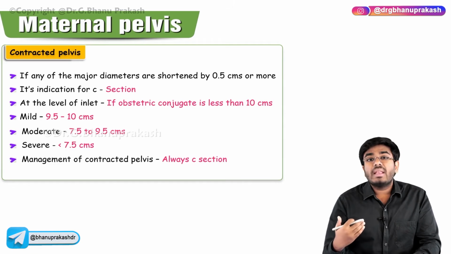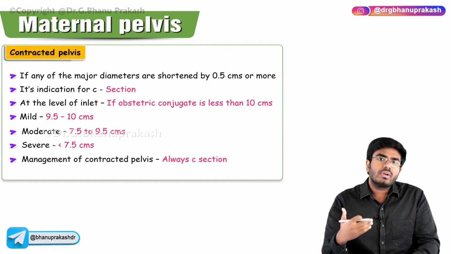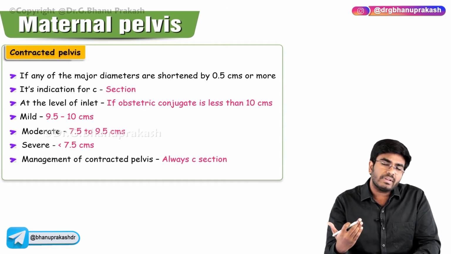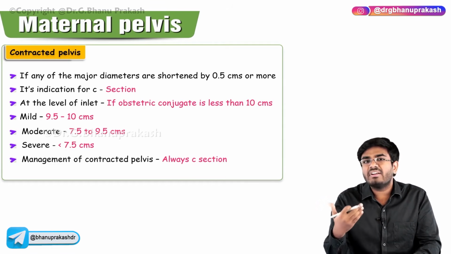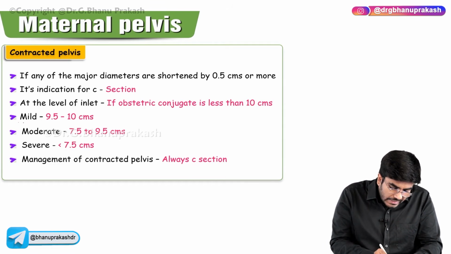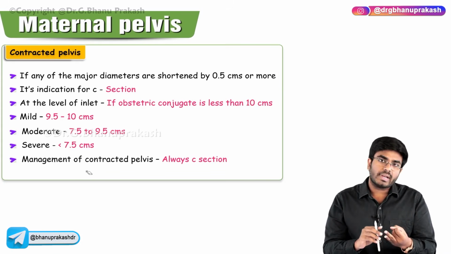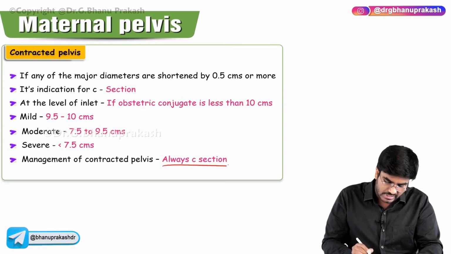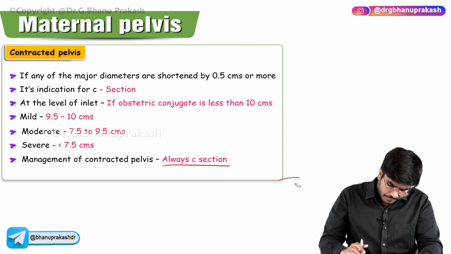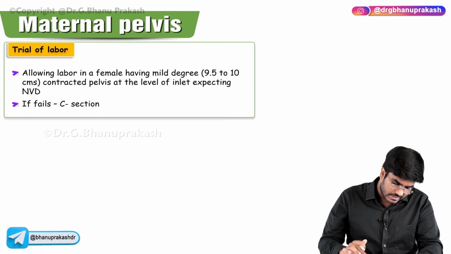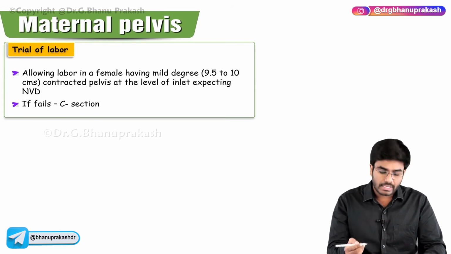So, trial of labor can be done. Trial of labor, which means normal vaginal delivery can be tried. You can have a trial with milder degree contracted pelvis, but in moderate or severe degree contracted pelvis, you have to always go with the C-section. Now, guys, please see in the next slide. Now let's see what exactly is a trial of labor.